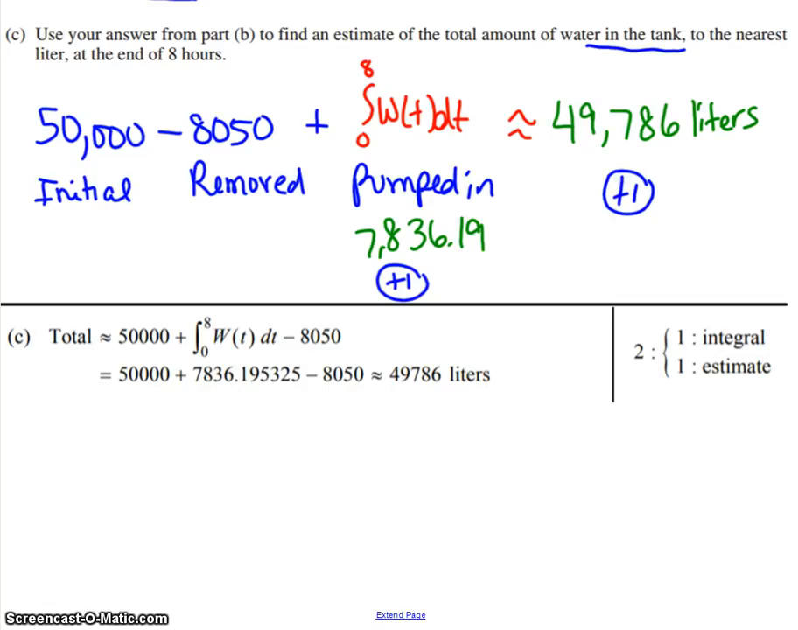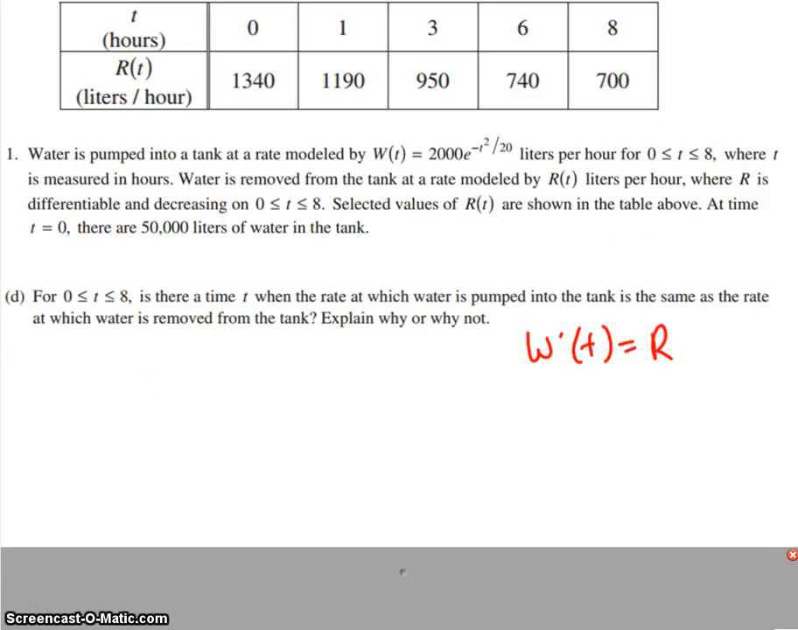And last, part D. D says for time t greater than or equal to 0 and less than or equal to 8, is there a time t when the rate at which water is pumped into the tank is the same as the rate at which water is being removed? Well, remember that W of t represents a rate, and R of t also represents a rate. So we want to see when they are equal to each other.